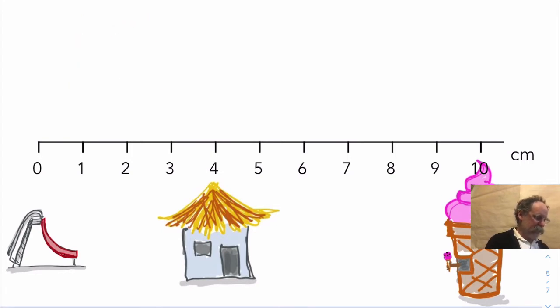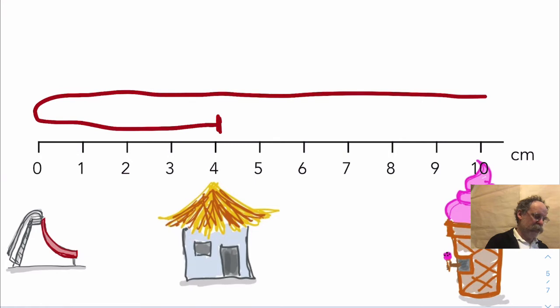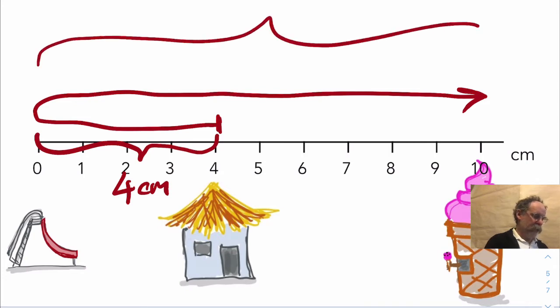So let's go back to the situation of going from home to the playground, turning around, and going to the ice cream. What's the distance? It's the ground you cover. So let's just take a look at it. First, our kid has to go from here to here and cover 4 centimeters. Then our kid has to go from here to here and cover 10 centimeters. What's the distance? 14 centimeters.